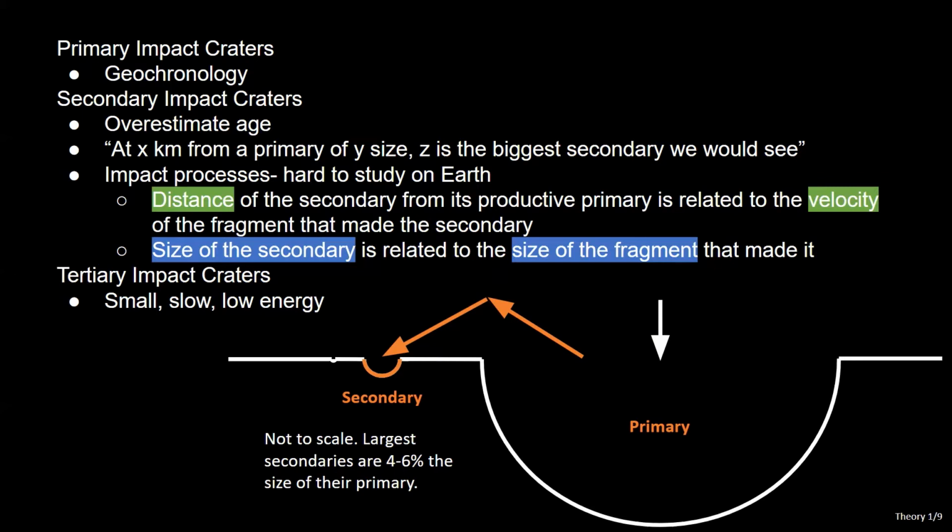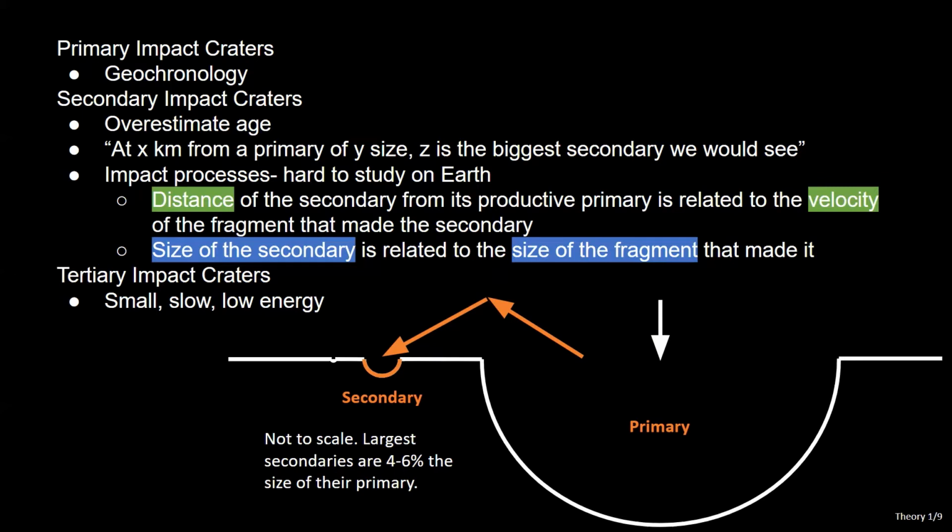But luckily, secondary craters give us a record of the impact process. The distance of the secondary from the primary is related to the velocity of the fragment that made it. And the size of the secondary is related to the size of the fragment that made it. I'll actually walk you through the math in a little bit. But these equations, because of how they're derived, which is from typically momentum transfer, basic kinematics, it's only supposed to apply to very large, very fast, very high energy impacts, hypervelocity ones.